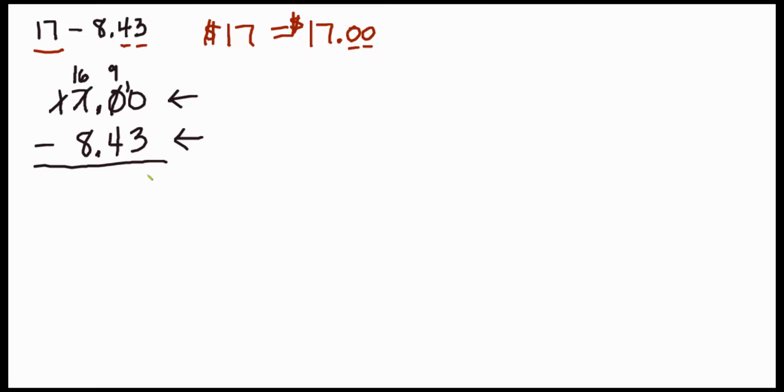So 10 minus 3 is 7, 9 minus 4 is 5, and 16 minus 8 is going to be 8. And then we put our decimal point where it's lined up, and this is going to be our final answer, 8.57.